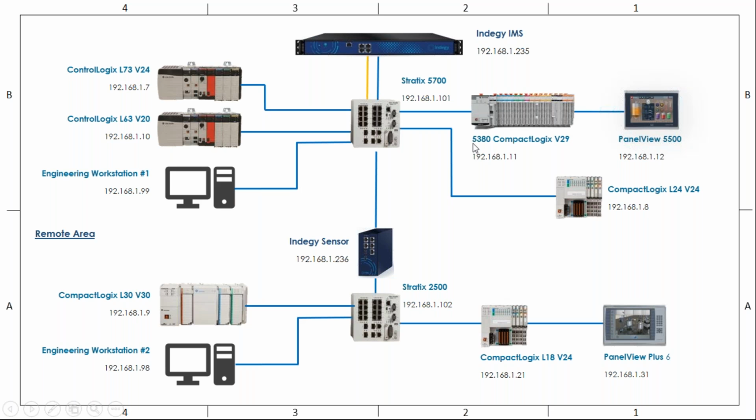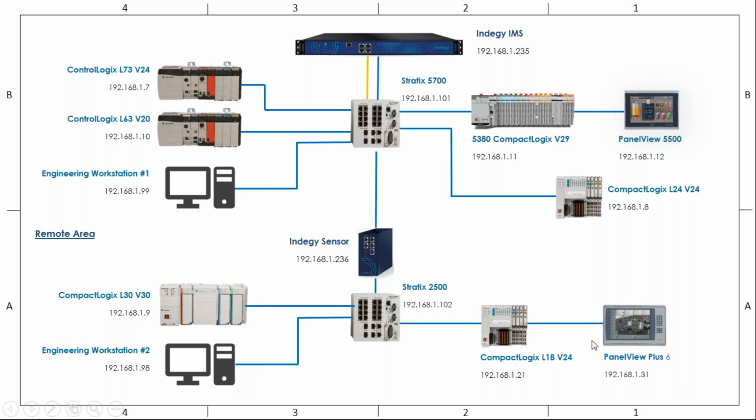We have a brand new 5380 controller that's at version 29, a brand new HMI PanelView 5500 connected to it, and a CompactLogix L24 version 24. So that's sitting here, all tied into my Stratix switch. All their activities are mirrored over to the IMS box, so it's sniffing all that traffic, and it is able to go out and interrogate those processors to pull information from them.